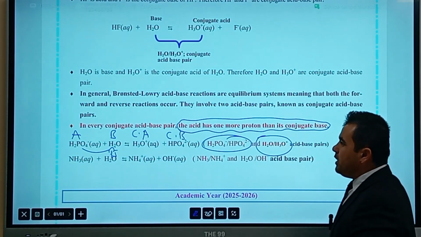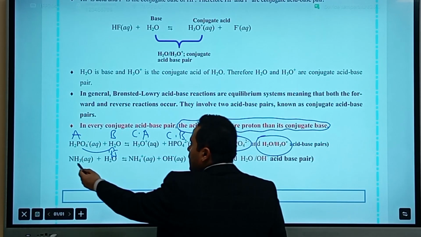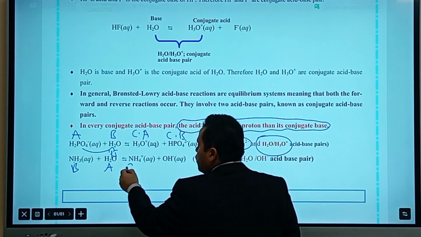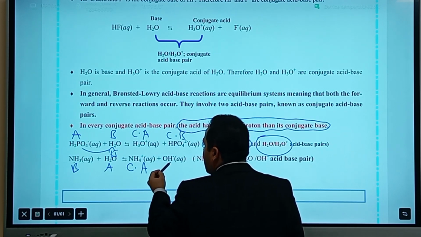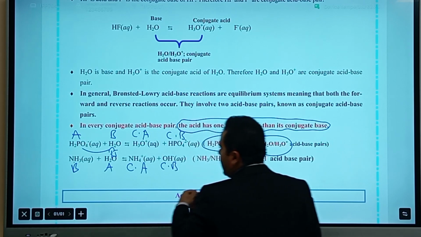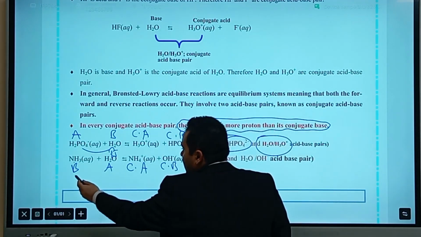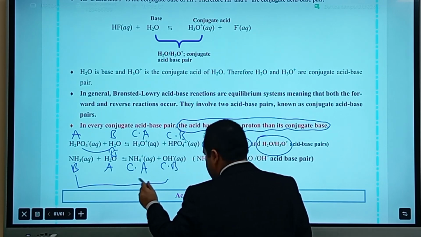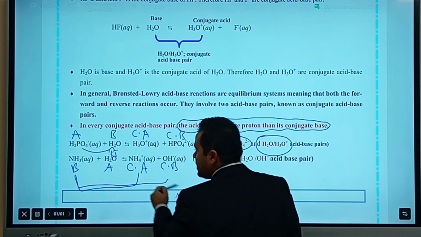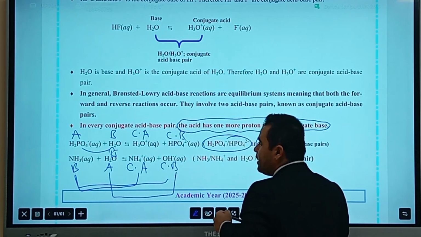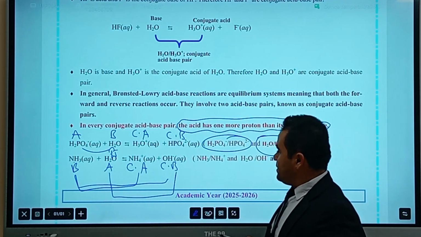The same for ammonia and H2O. Ammonia is the base, H2O is the acid. Ammonium is the conjugate acid of ammonia, and hydroxide is the conjugate base of H2O. The base with the conjugate acid are conjugate pairs. The acid with the conjugate base are a pair of each other, guys.